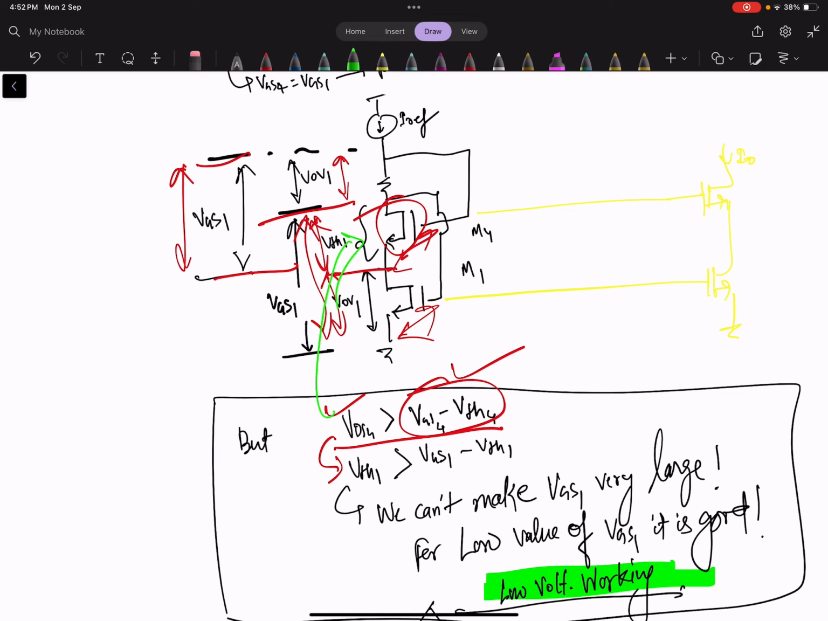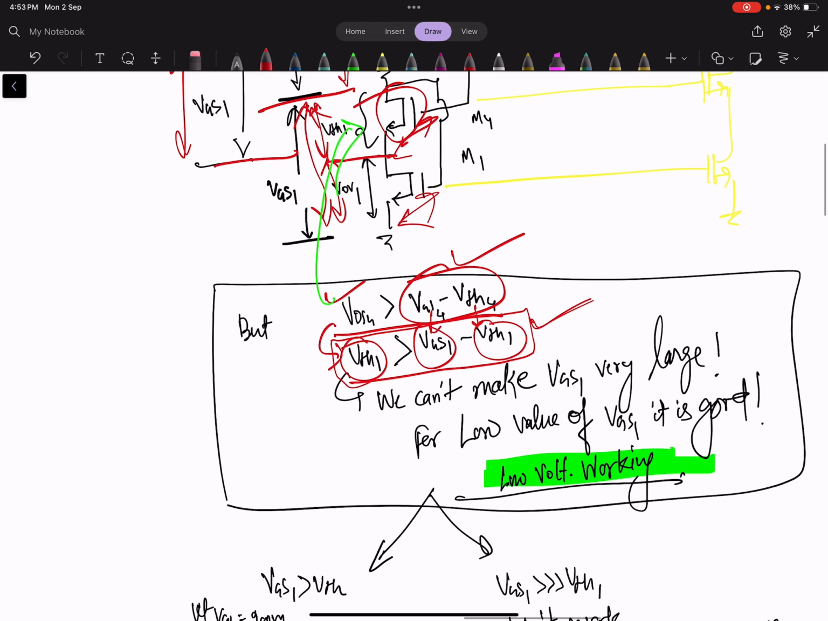So if you see here, VTH1, same VGS4 is VGS1, VTH4 is VTH1. So here this condition is valid: VTH1 should be greater than the overdrive of M1. So this is valid only and only if the difference between VGS and VTH is low.